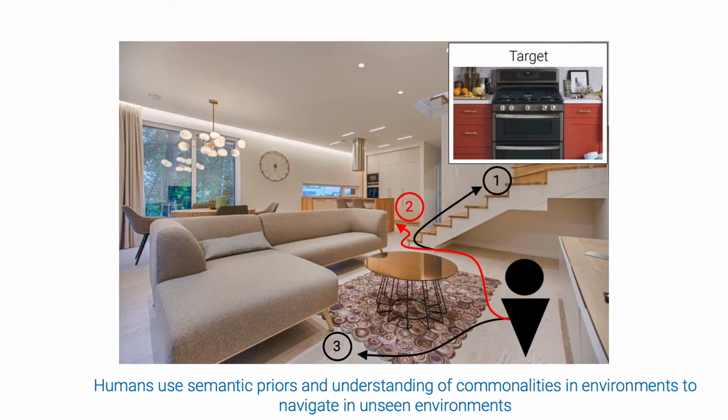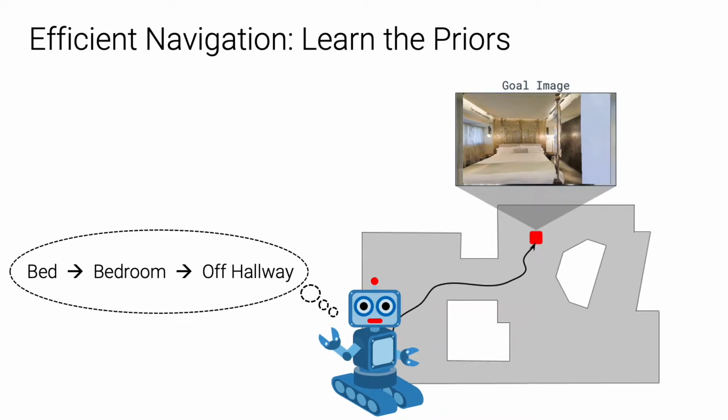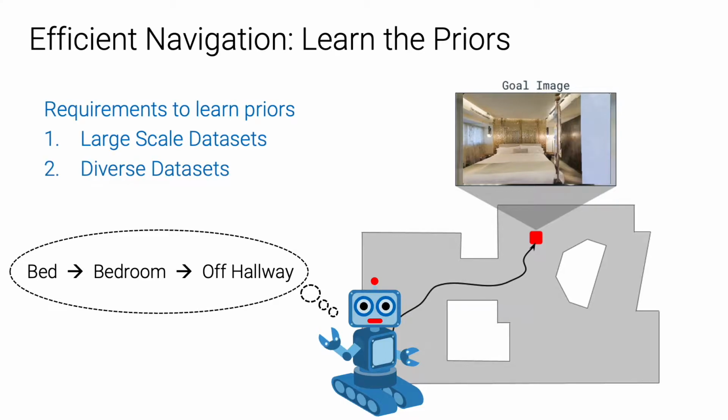This task is fairly obvious and easy for humans, especially in structured indoor environments. Embodied agents have difficulty performing this same task. These semantic navigation tasks in novel environments are specifically hard for embodied agents because the goal location is unknown and the agent must make efficient and intelligent exploration decisions to find and reach the goal. To teach agents to succeed in semantic navigation tasks, they must learn the semantic priors of the environments as humans do. Learning these priors of the environments requires both large-scale datasets and diverse datasets.